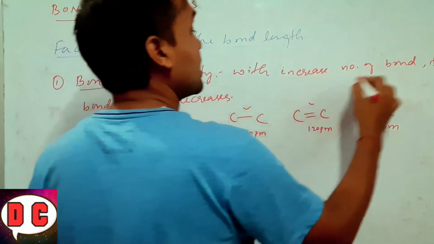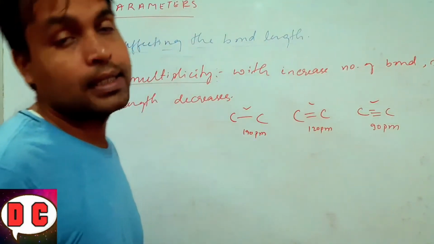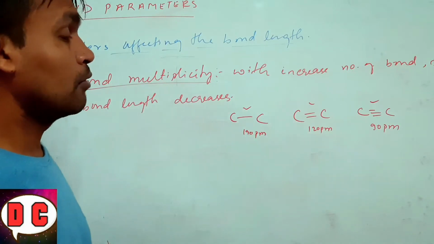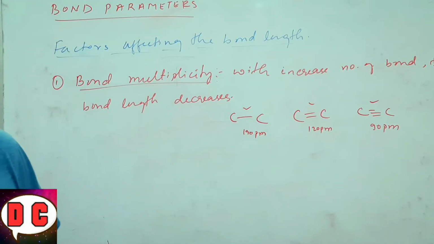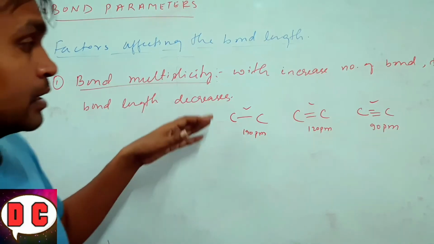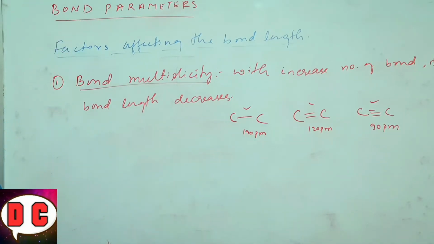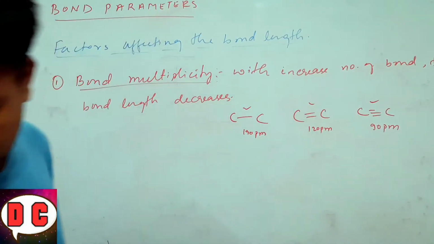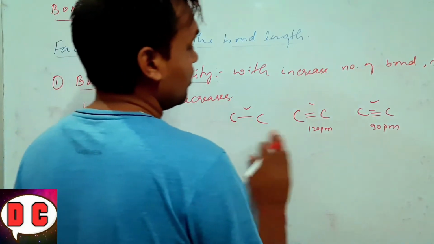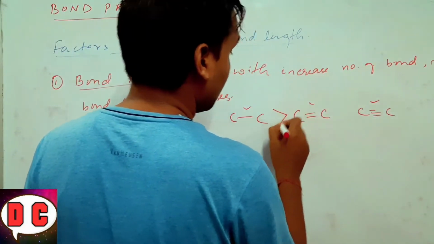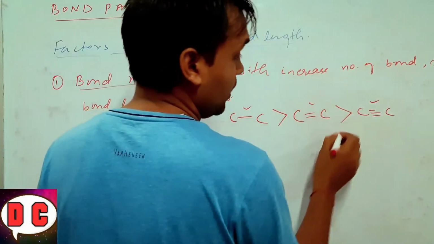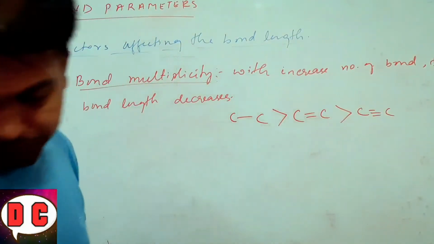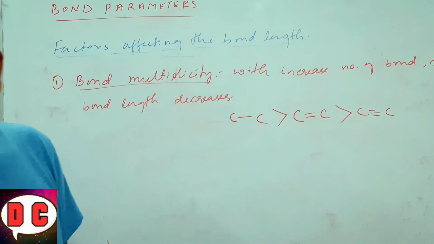So with increase in number of bonds, bond length decreases. That is the first factor, bond multiplicity. With increase in number of bonds, bond length decreases. Okay, got it, dear students? So we can clearly see that the bond length of carbon single bond is greater than the bond length of carbon double bond, which is greater than carbon triple bond. Got it? So these points you have to keep in mind.